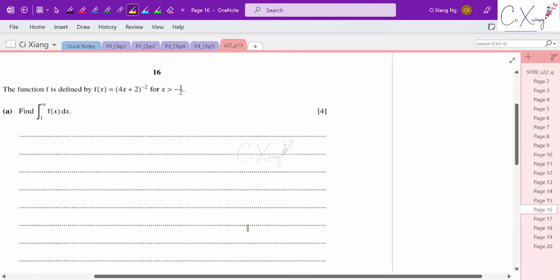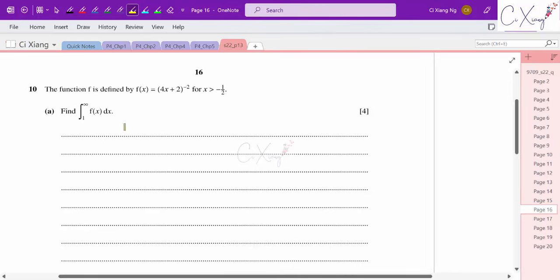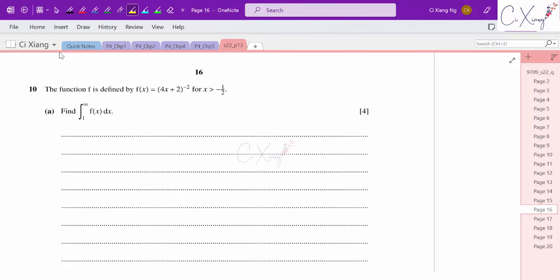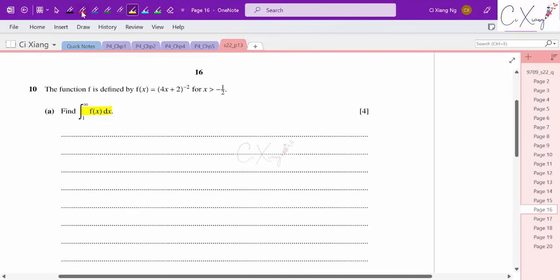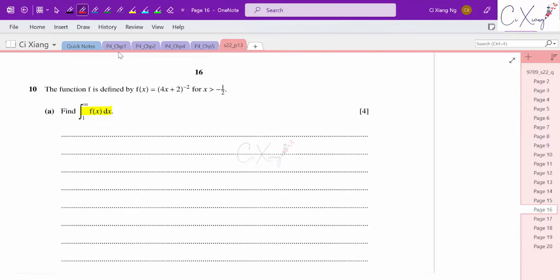For this question number 10, we are given a function f(x) for x greater than negative half. They want us to find the integration from 1 until infinity of the f(x) function. This integral is called an improper integral. So I want to find out the integration for this function.